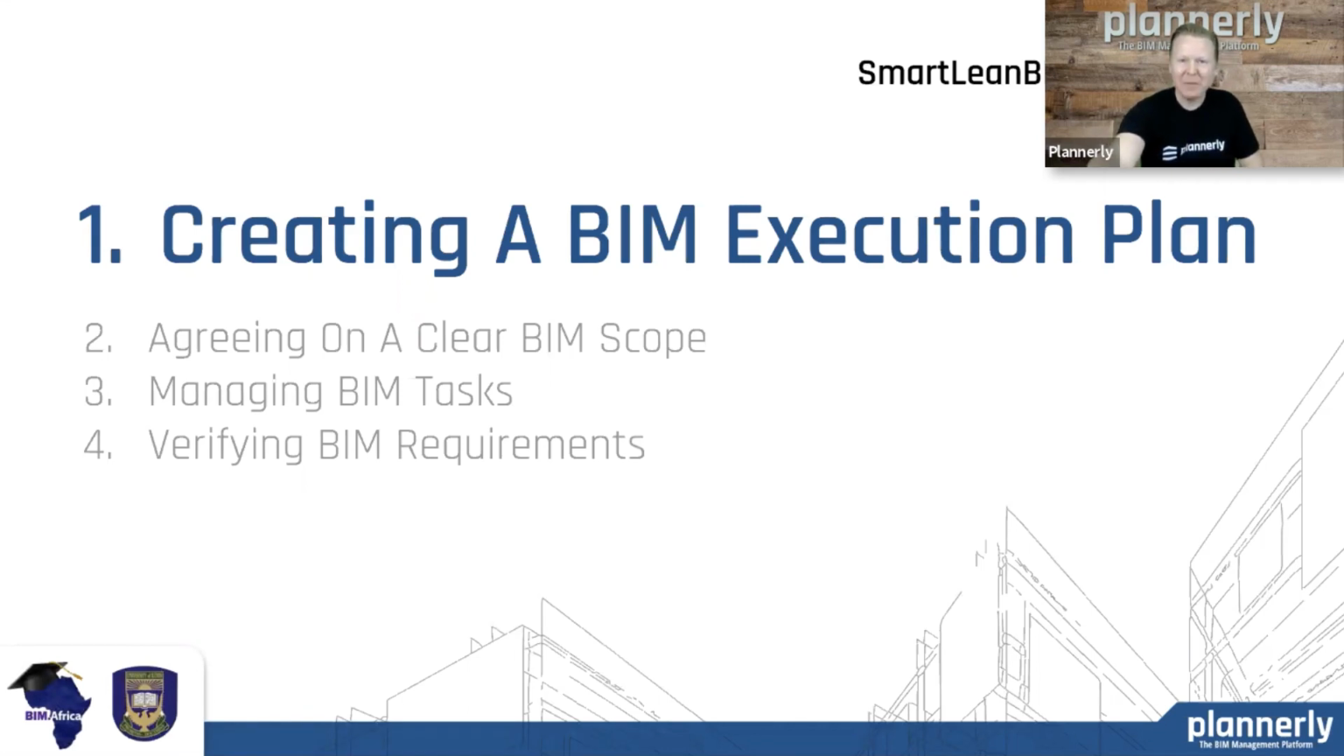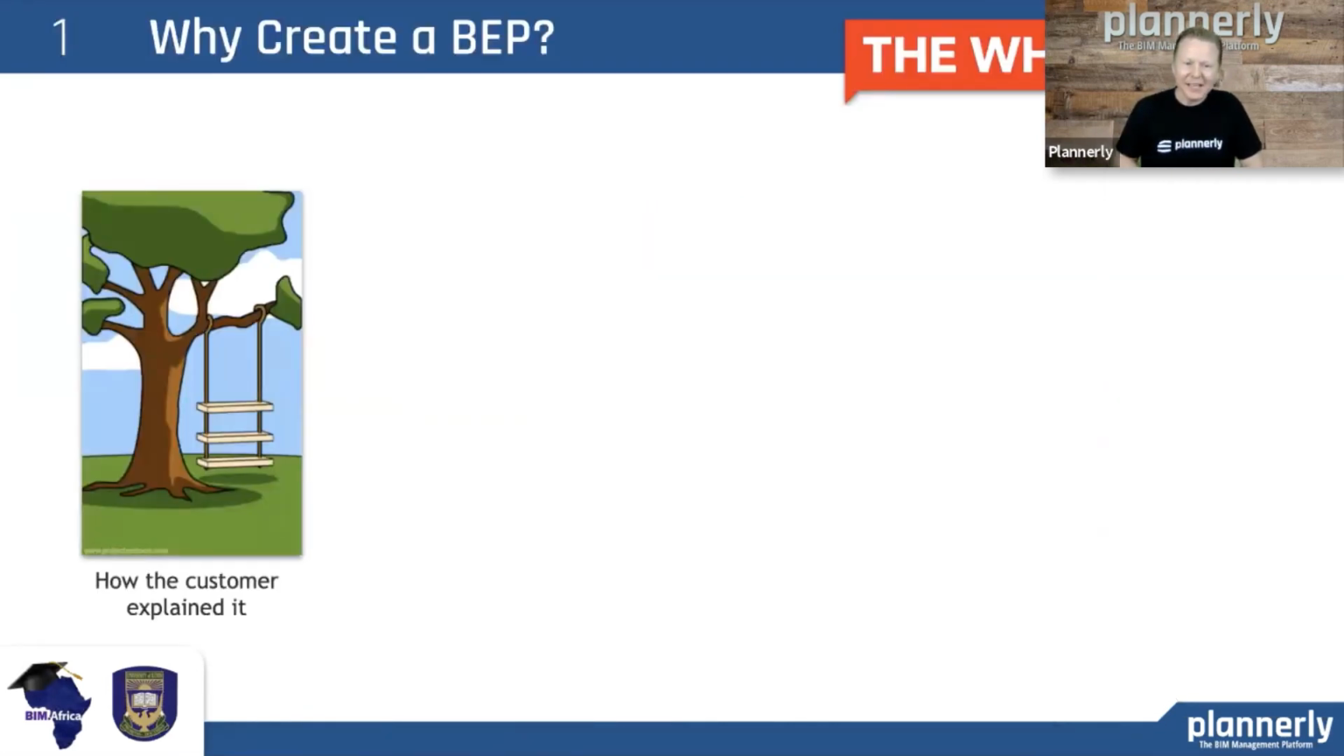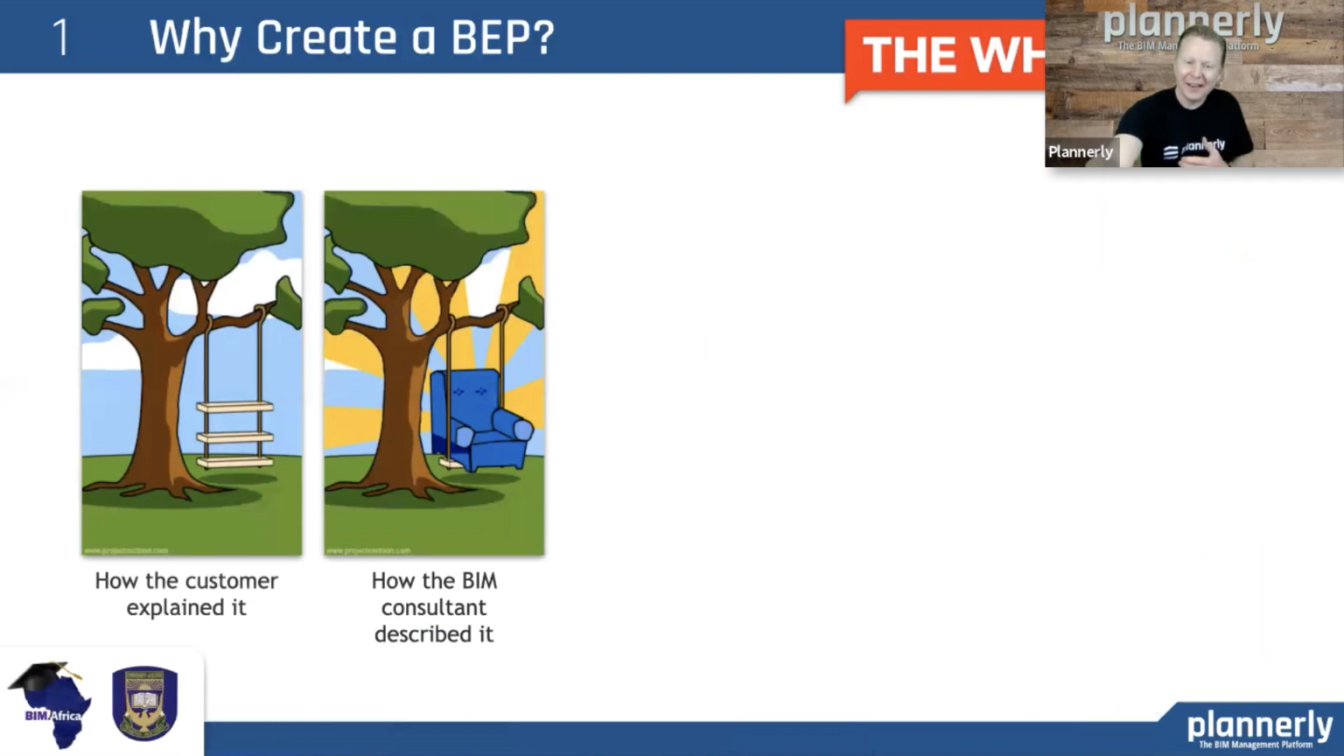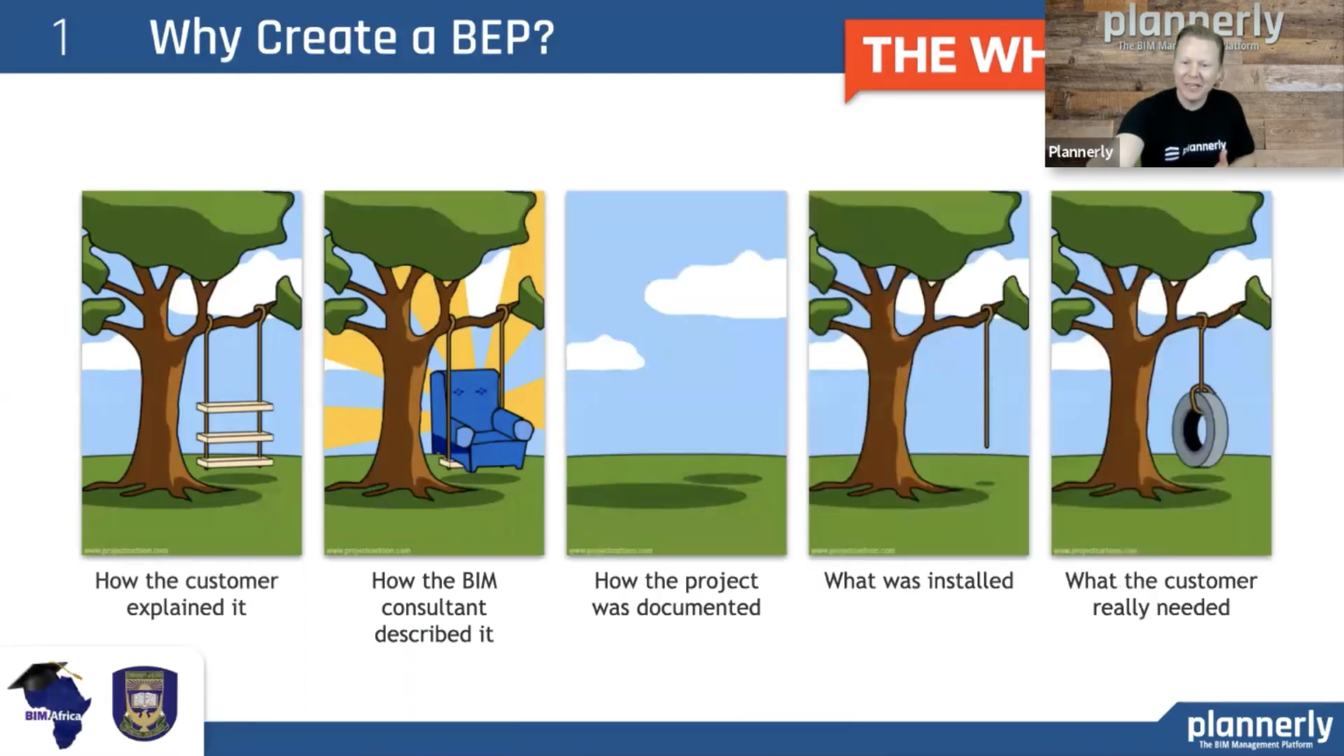Let's take a look at BIM execution planning. In every project, we talked about that confusion and miscommunication, and everyone has a different idea of what the outcome should be sometimes. And this example really kind of in a funny way describes how the customer might explain the solution that they're looking for. The BIM team may have had one thought in their mind, but actually what ended up happening was that the customer really only wanted what we see on the right-hand side.